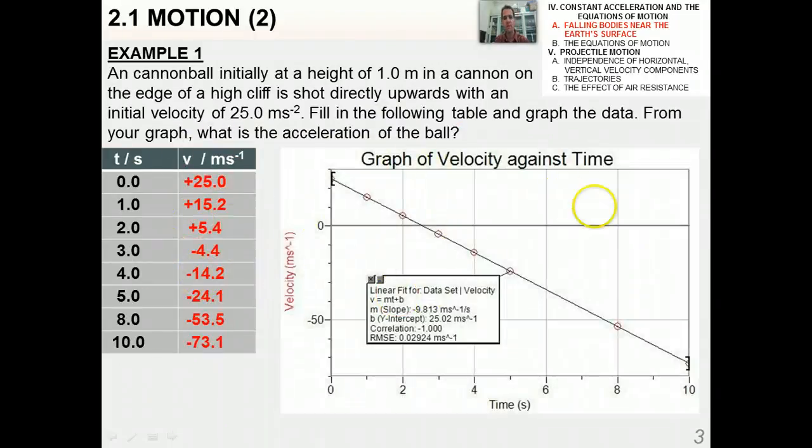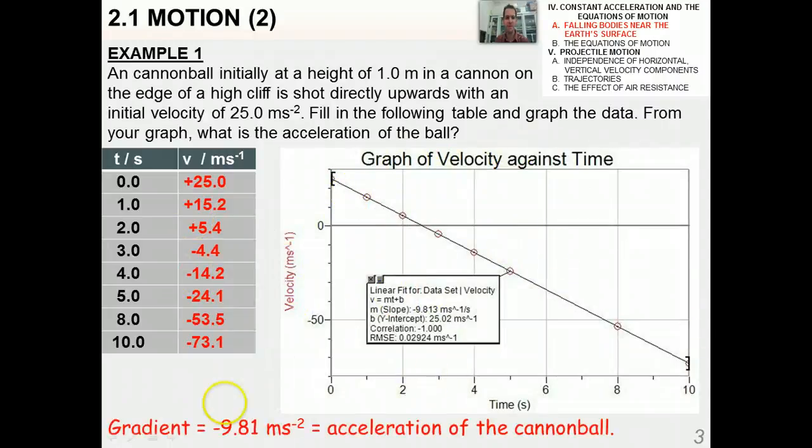And the graph of velocity against time is, of course, a straight line with a negative slope, and that slope is exactly equal to the acceleration of the cannonball because the slope of a velocity-time graph always gives you acceleration. So in this case, LoggerPro told me, this is pretty cool, this is real data, negative 9.813 meters per second squared. Notice that the fact that the cannonball was initially at a height of 1 meter is irrelevant in this problem.